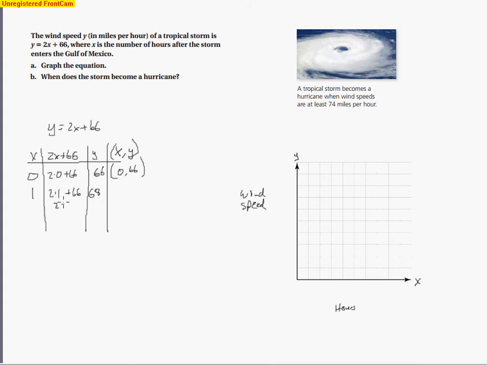Again, you multiply first, then add. And so from there I have 1, comma, 68. And then when I plug in a 2, 2 times 2 makes 4, and 4 plus 66 gives me 70. So 2, comma, 70. And then another one I'll plug in, 3. So 2 times 3 plus 66 gives me 6 and 66, which gives me 72. I'm just going to do one more here. Actually, I'll just leave it right there for now.